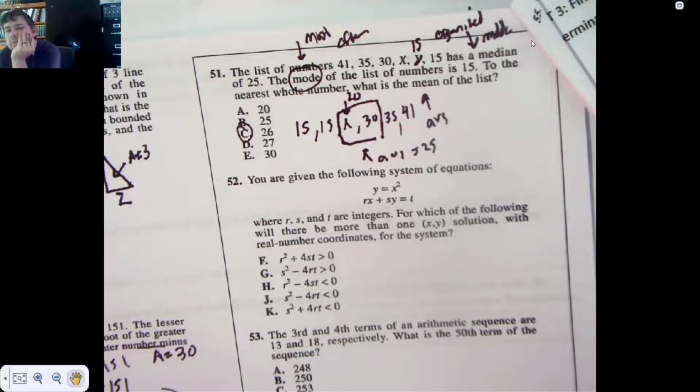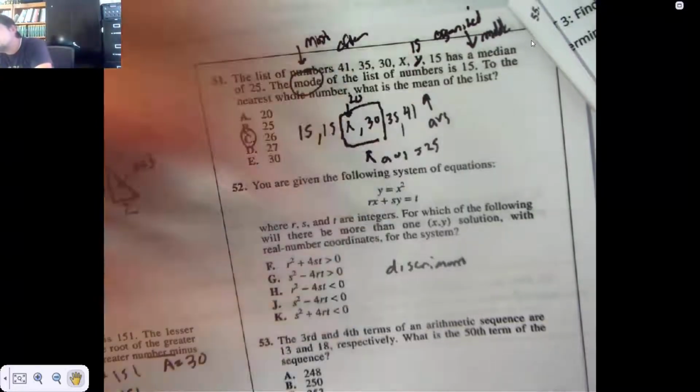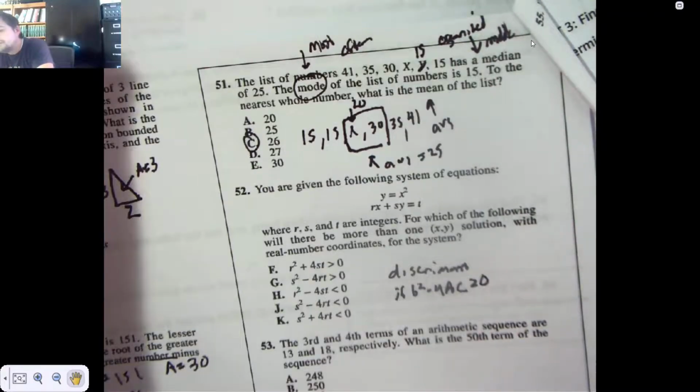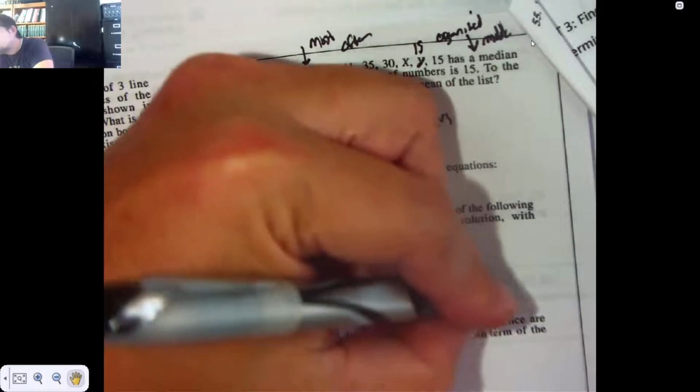You wouldn't think it'd be quite that easy. I'll be honest with you, if I was taking the ACT at your age, I would think about something that we're going to talk about next week. It's called the discriminant. It says if b squared minus 4ac is greater than 0, there are two real solutions. But it can't be that easy, can it?